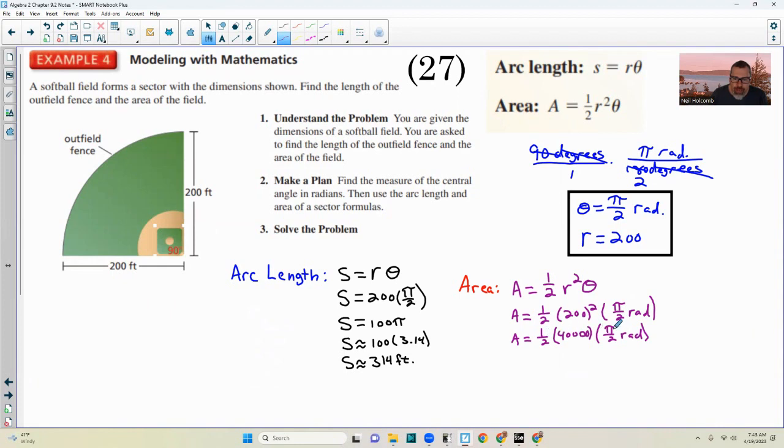Well, 1/2 times pi over 2 is pi over 4, right? So now I have a 4 in the denominator, and 40,000 divided by 4 is 10,000. So the area equals 10,000 pi. And I did it again: as soon as you go from pi to an approximation, you need to approximate with a symbol, and that will be 10,000 times 3.14.